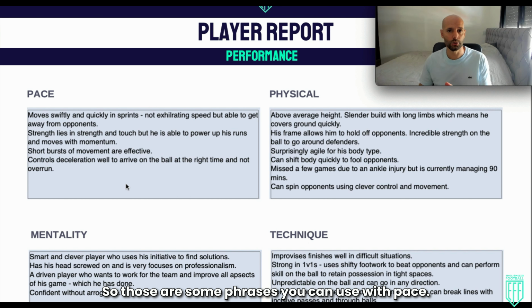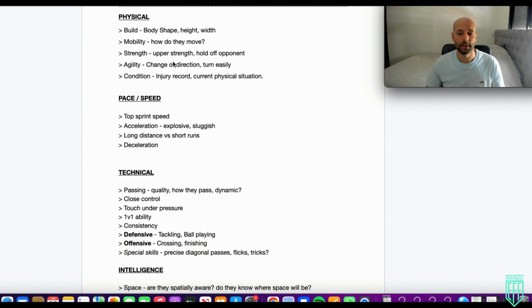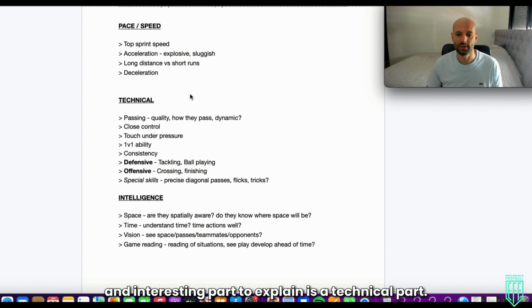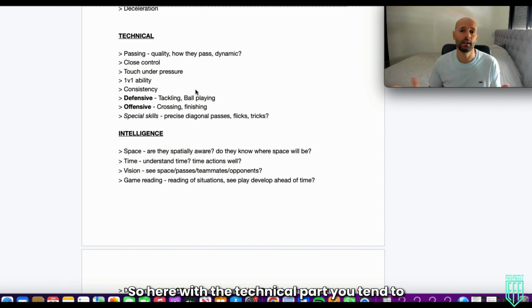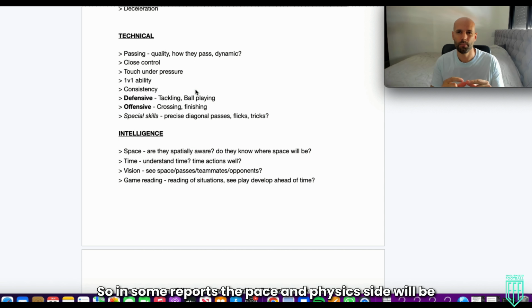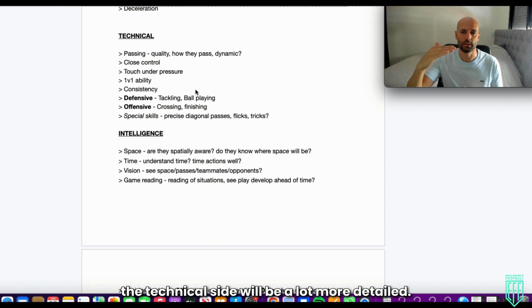So those are some phrases you can use with pace. Let's move on to the next part. Our next one, which is for some people the most positive and interesting part to explain, is the technical part. So here with the technical part, you tend to need a lot more information. So in some reports, the pace and physics side will be a little bit smaller, just needing a couple of sentences, whereas the technical side will be a lot more detailed.